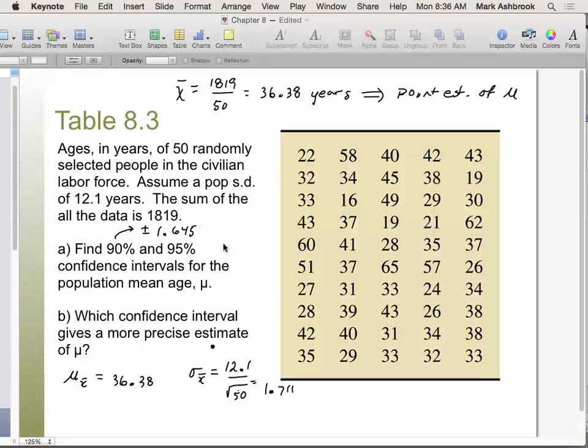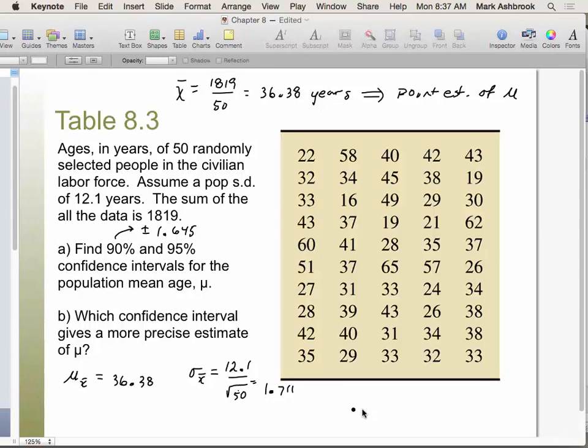1.645. So we've got our point estimate, and we're going to go up 1.645 of these. Everyone, pay attention. Here's the key. We've got our point estimate of the population, and a 90% confidence interval means we're going to go up 1.645 standard deviations, but we're using a sample size of 50. So here's our standard deviation for samples of size 50. So we're going to go up 1.645 of these from that. And then we're going to go down 1.645 of these from the point estimate.